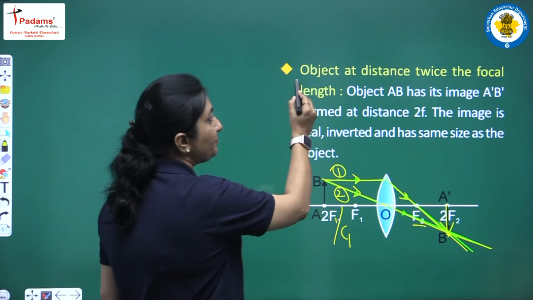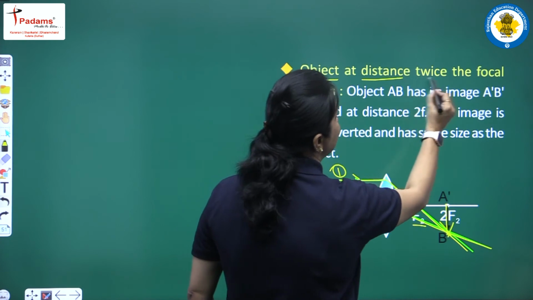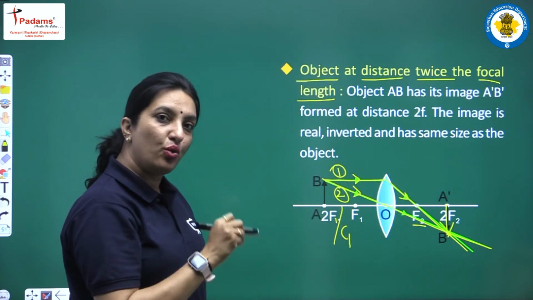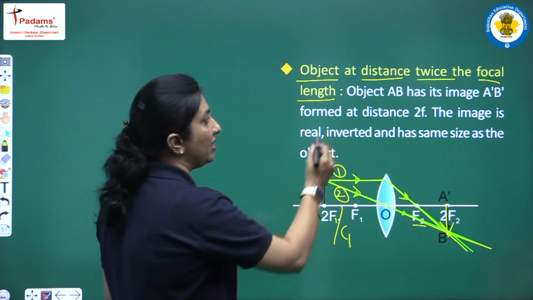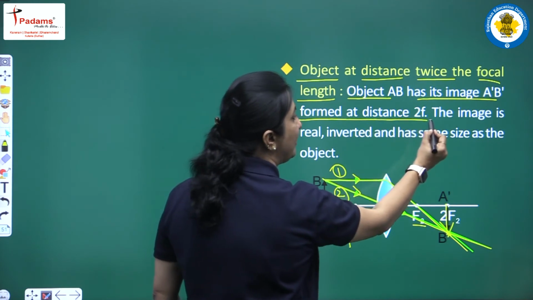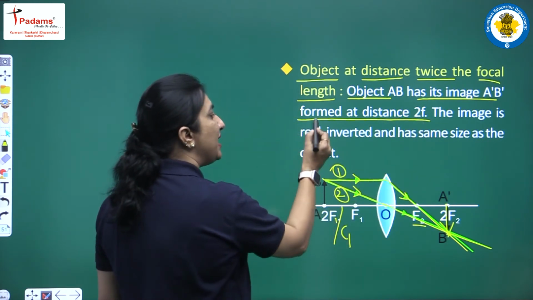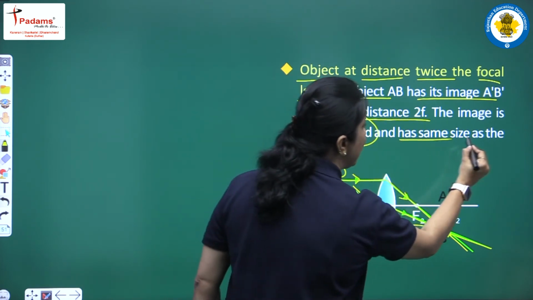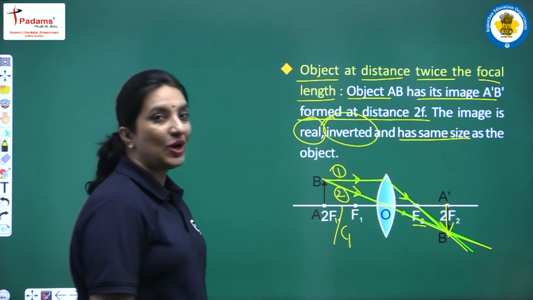So let's see. When the object is at a distance twice the focal length, that is the object is placed at 2f1 or you can say C1, the object AB has its image A dash B dash formed at distance 2f. The image is real, inverted and has the same size as the object.